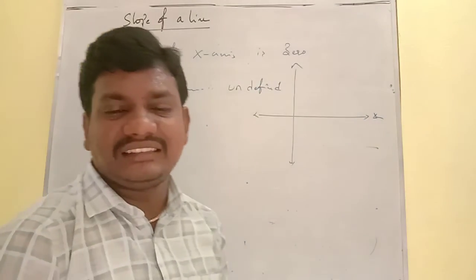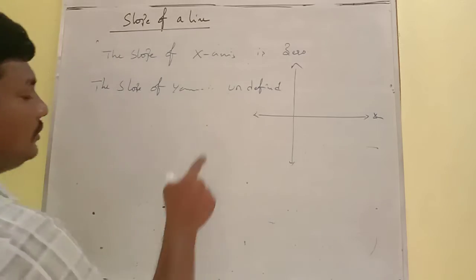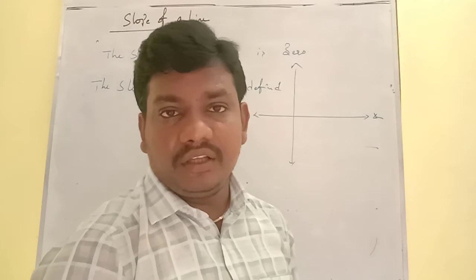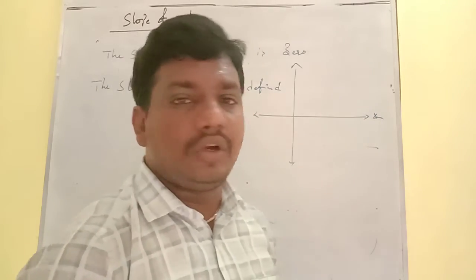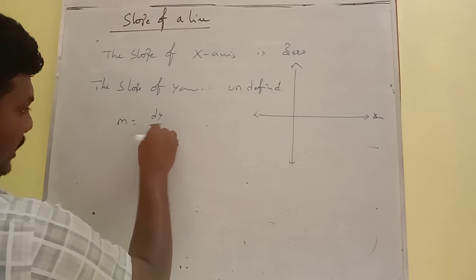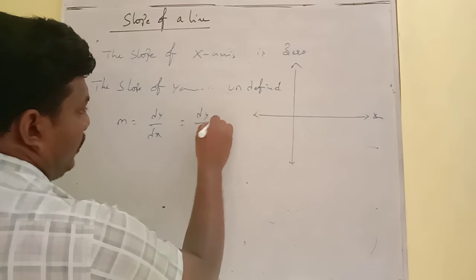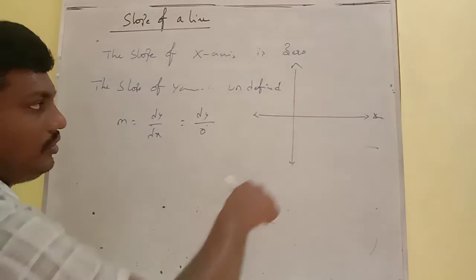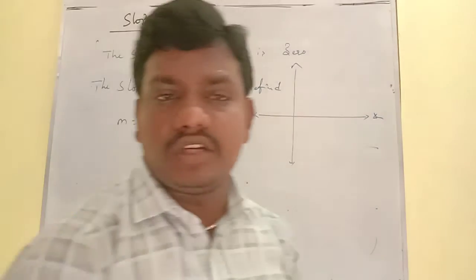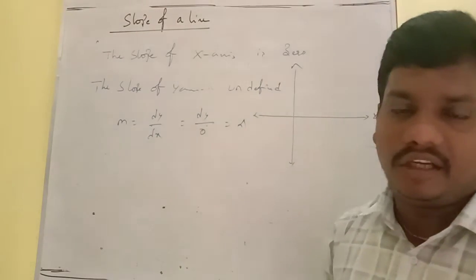The slope of the y-axis is undefined. Because on the y-axis there is no change in the x variable; the x variable change is 0. According to the condition, slope m is equal to dy by dx. The change of x will be 0 on the y-axis, so it becomes infinite. That's the reason why it is undefined. The slope of the y-axis is undefined.